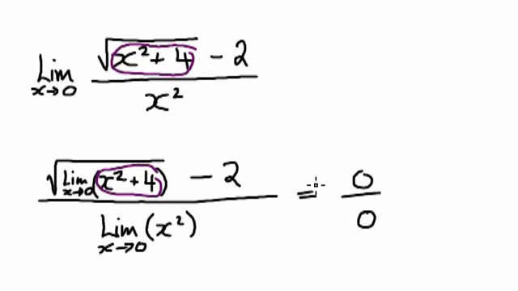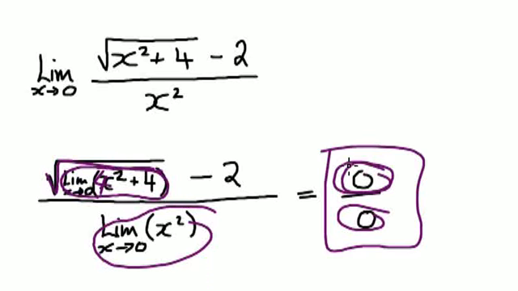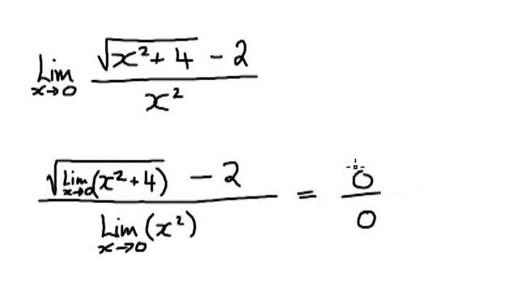Well, if you do that, then you will get, well, this thing here will be 0. 0 plus 4 will be 4. And then the limit of this thing here will be 4. Now square root the 4, that will give you 2. So 2 take away 2 is 0. And then this thing here will be 0. So you've got 0 over 0. So you can't really deduce much from it.